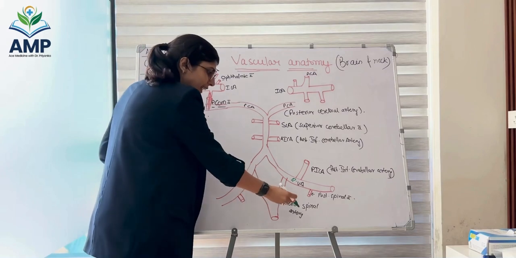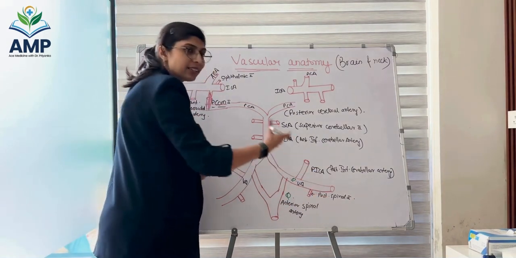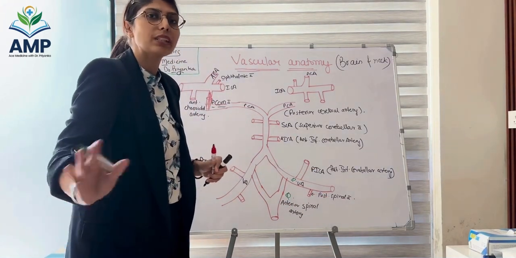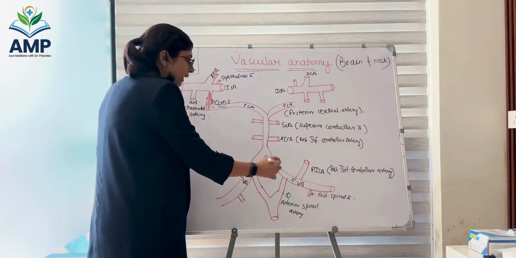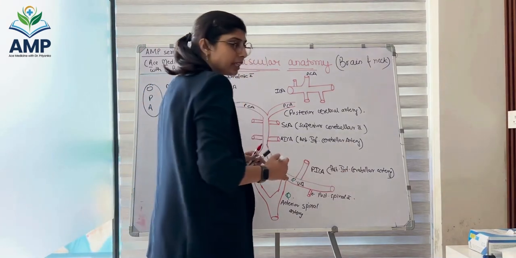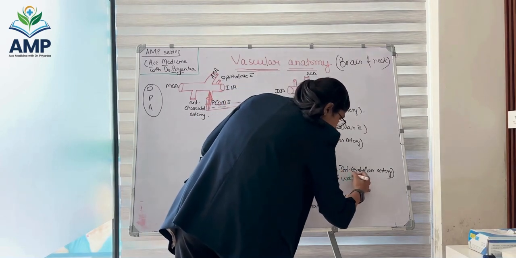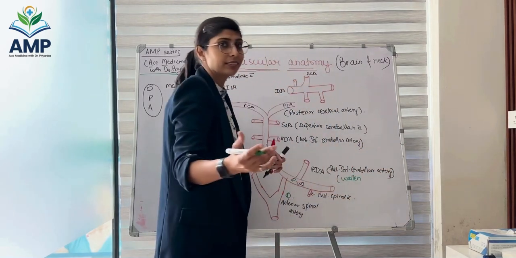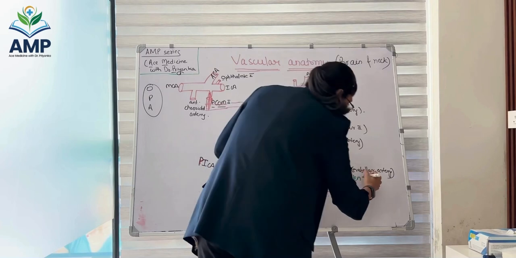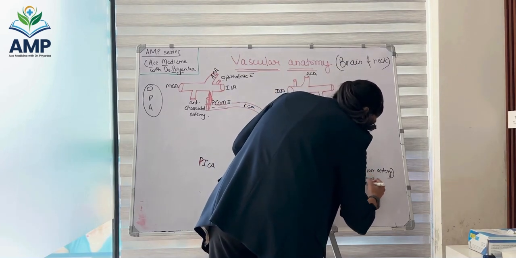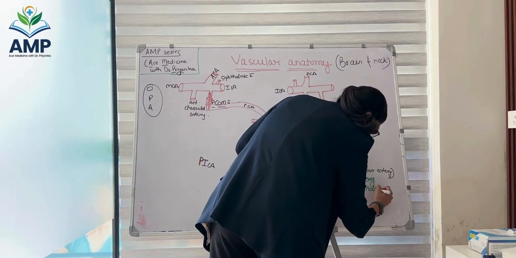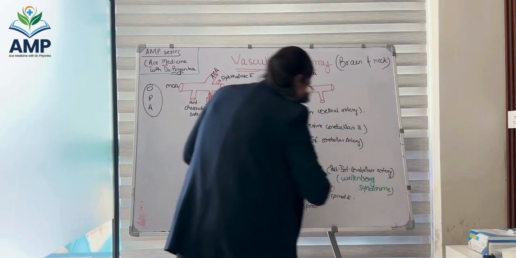You should know that anterior spinal artery and posterior spinal arteries are branches of the vertebral artery and going into the spinal cord. Secondly, the PICA. Now the PICA is giving rise to Wallenberg syndrome, which is our lateral medullary syndrome.